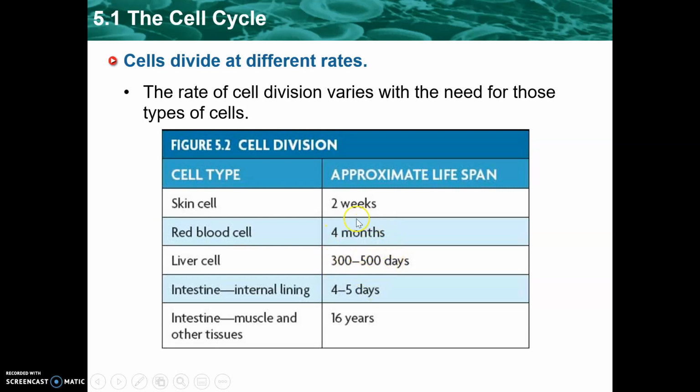A red blood cell lasting 4 months. So some of these cells that don't get as much wear and tear, they're going to last much longer. And some cells that aren't even listed on here, like your nerve cells in your brain, they live the entire lifespan of the organism. They don't ever divide. So however old you are, that is how old your nerve cells are.